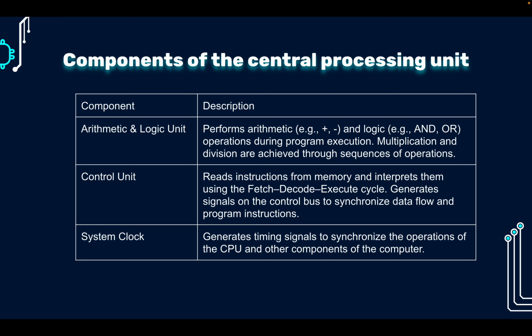The next is the control unit, which fetches instructions from memory and interprets them using the fetch-decode-execute cycle. It generates signals to synchronize the data flow and program instructions and ensures the smooth operation of the CPU. The last is the system clock, which generates the timing signals to synchronize the operations of the CPU and other components of the computer, and it ensures that all the components work in the correct way.